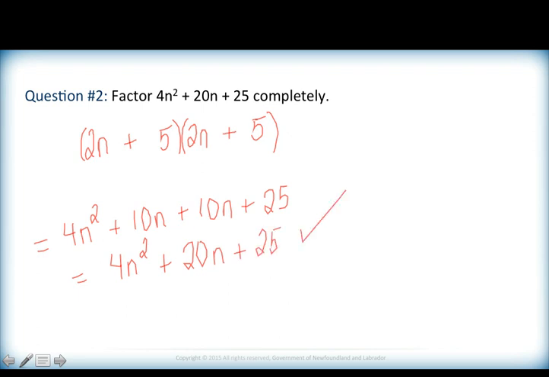Perfect. So I have to keep in mind here, if you're given a perfect square trinomial to factor and every term is separated by an addition sign, both binomials will be positive. If we have a negative here, both binomials will be negative. The only time we will have a positive and a negative binomial is when we have the difference of two squares.